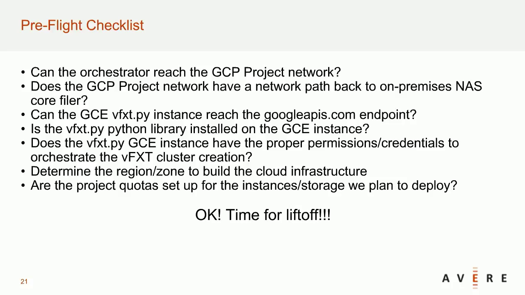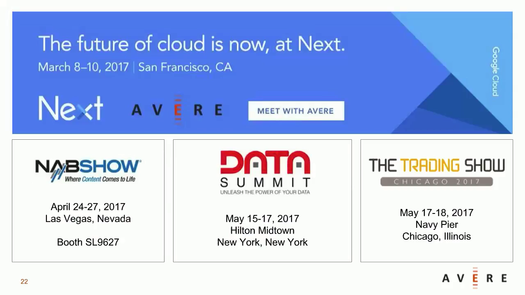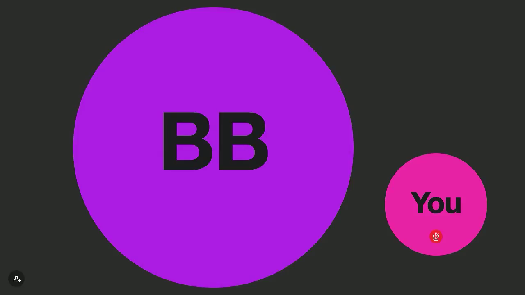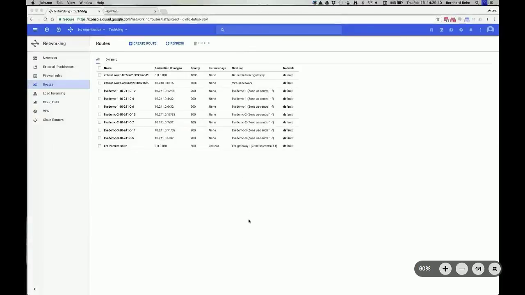And then the last piece that sometimes creeps up on people is the project quotas. Every Google project, when you first create it, has some default quotas on it. They're pretty low. They don't allow you to deploy a lot of CPU instances, high quantities of CPUs, or large size disks. So that needs to be in place before you can actually start deploying these things. Now we're going to say, okay, it's time for liftoff. So let's go. Let me go to the screen sharing, and let me close this here, and let me start the screen sharing.